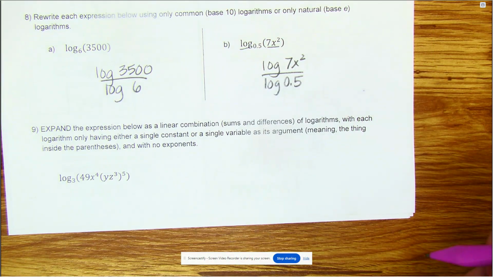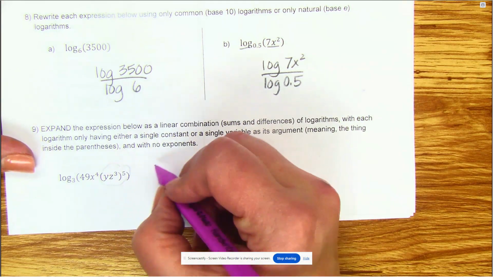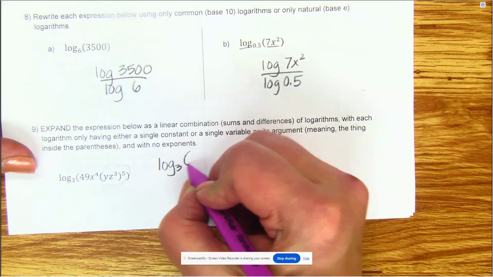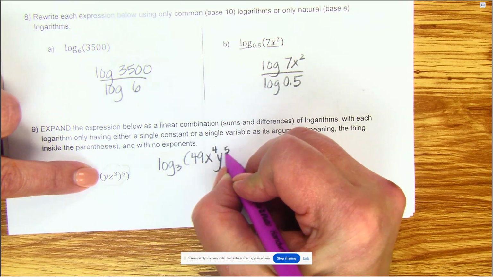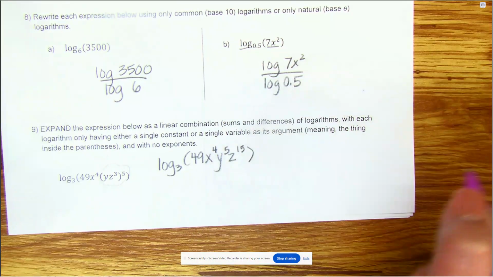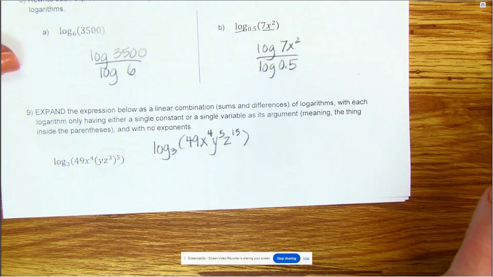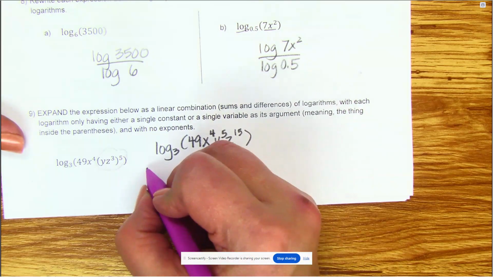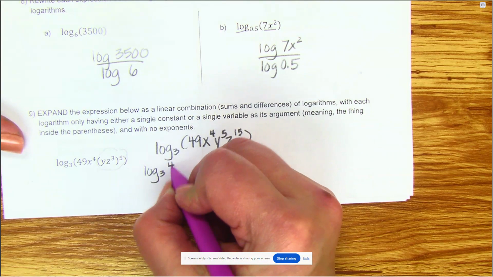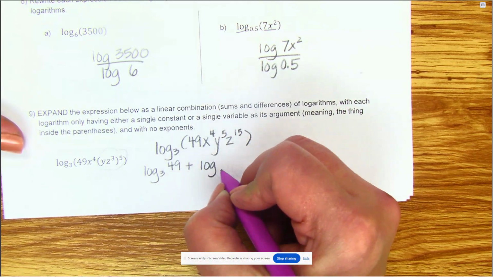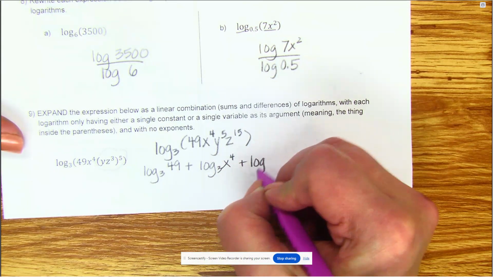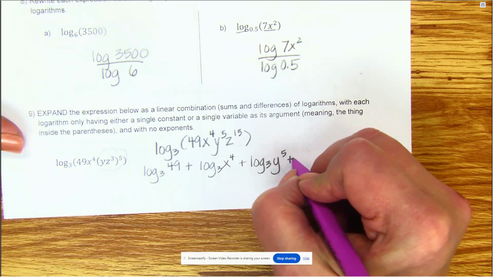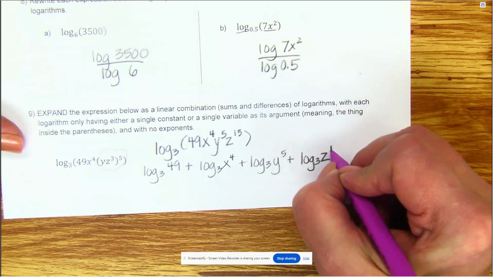Number 9, we're expanding. So before I do this, I want to clean this up a little bit. So I'm going to write log base 3, 49 x to the 4th, and then this would become y5 z15. Now all that's being multiplied, so I'm going to break it apart by adding. So I have log base 3 of 49 plus log base 3 of x to the 4th plus log base 3 of y to the 5th plus log base 3 of z to the 15th.